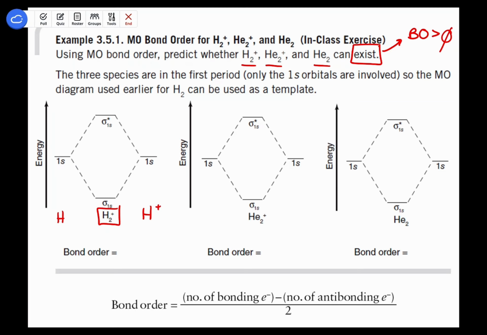I'm going to count up the total number of electrons in H2+. Each hydrogen should have 1 electron, and I have 2 of them, but it's H2+. That means we've lost 1 electron. So 2 minus 1 is 1. So we're starting with 1 electron. You could draw it on the left or the right, I don't really care.